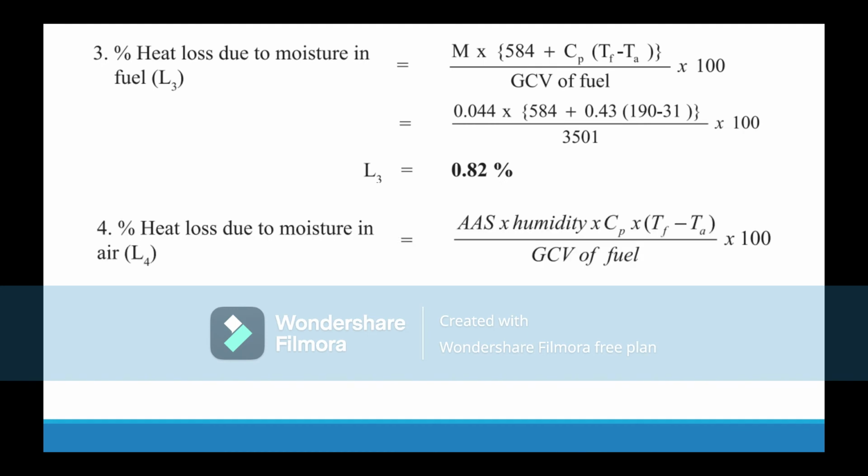Then the next loss, heat loss due to moisture in air. Everybody knows the atmospheric air has a small amount of moisture. Therefore, that moisture is heated during combustion and escapes from the boiler through the chimney. The value is equal to the actual air supplied times the specific humidity times the specific heat of superheated water vapor times the flue gas temperature minus ambient temperature, divided by the gross calorific value, into 100. Substituting all known values, we get the loss equal to 0.25%.